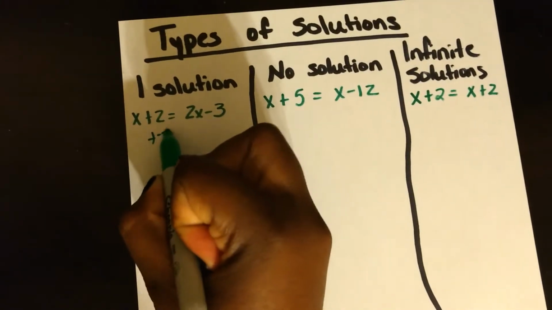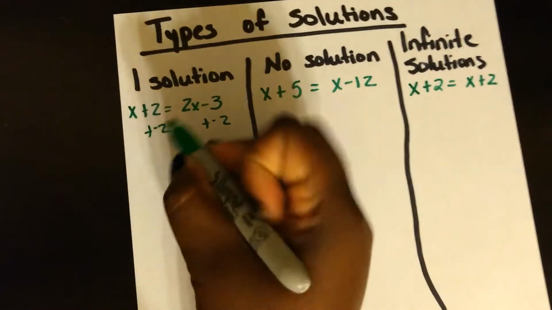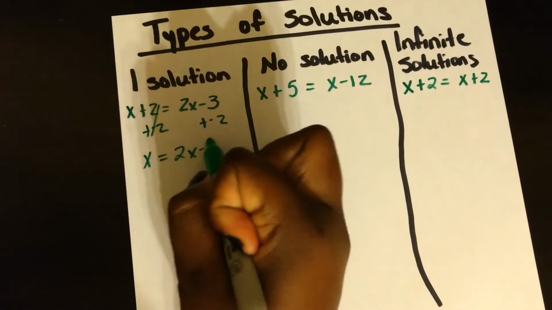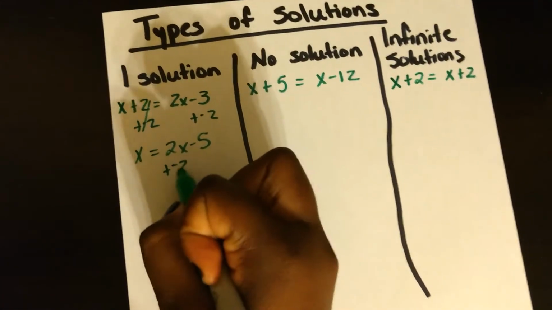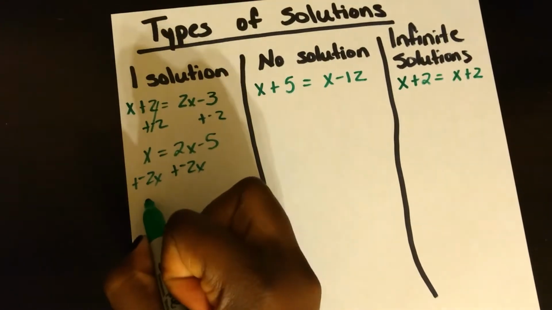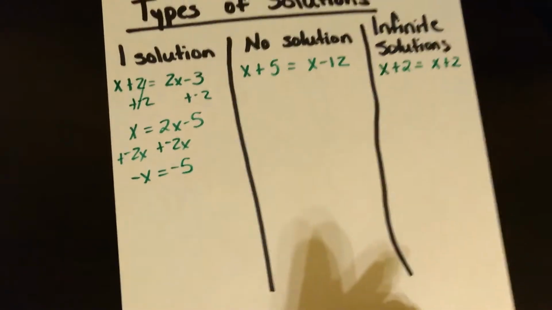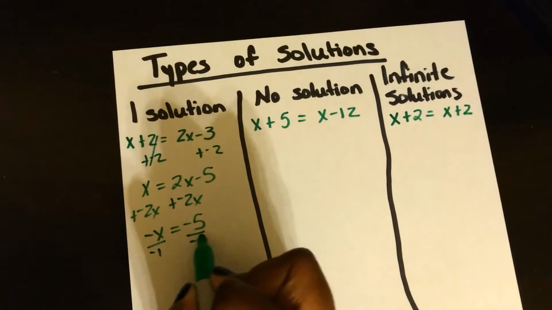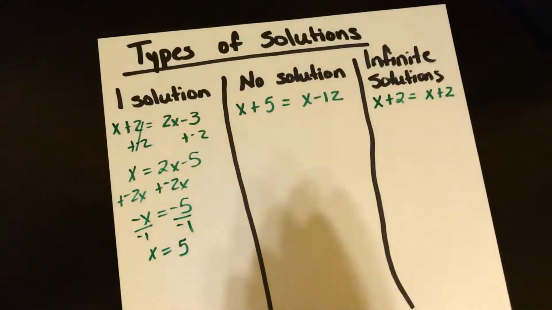So I'm going to use the additive inverse, add a negative 2 to both sides, which will give me x equals 2x minus 5. Then I'll use the additive inverse and add a negative 2x to both sides, which gives me negative x equals negative 5. If I divide by negative 1 on both sides, then x equals 5.